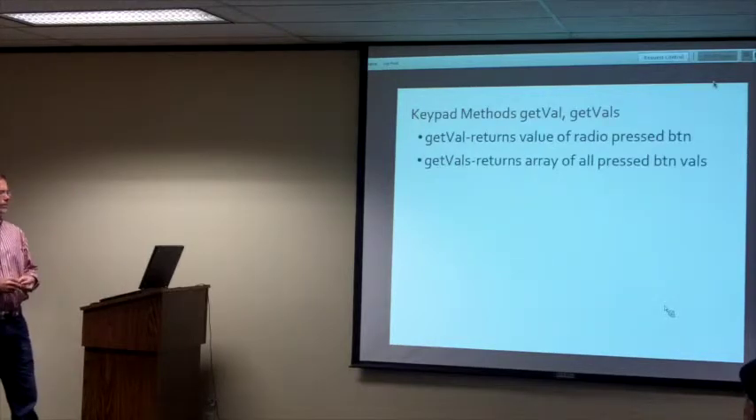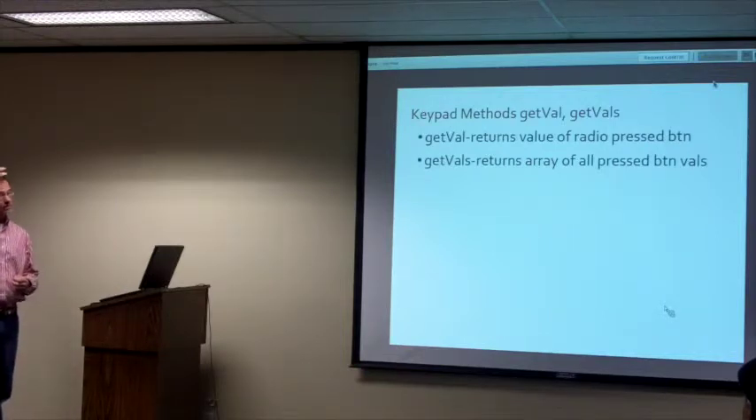I showed you in the examples, there's two methods that are built in. GetVal is going to return the one value. That would be what you would use for a radio keypad, because only one value should be active at a time. The GetVals is going to return an array of values for every toggle button that's pressed in. Does that make sense?